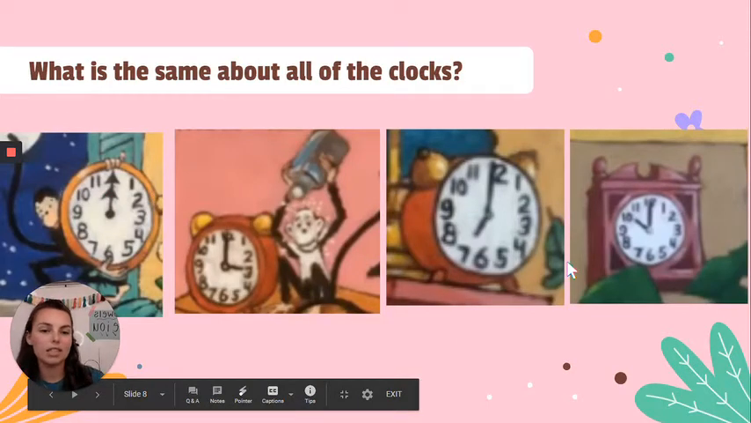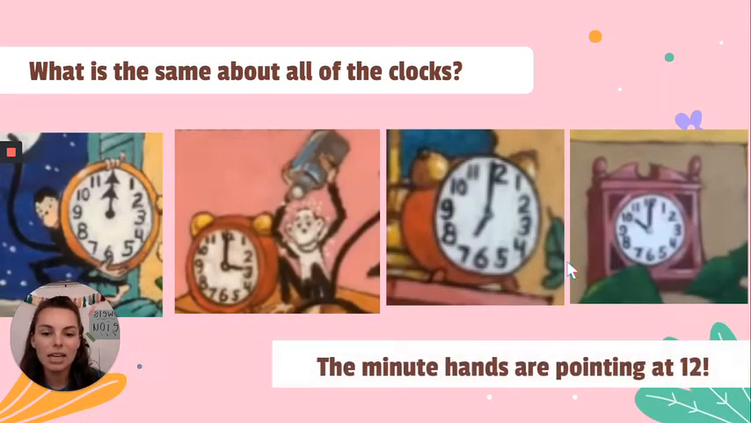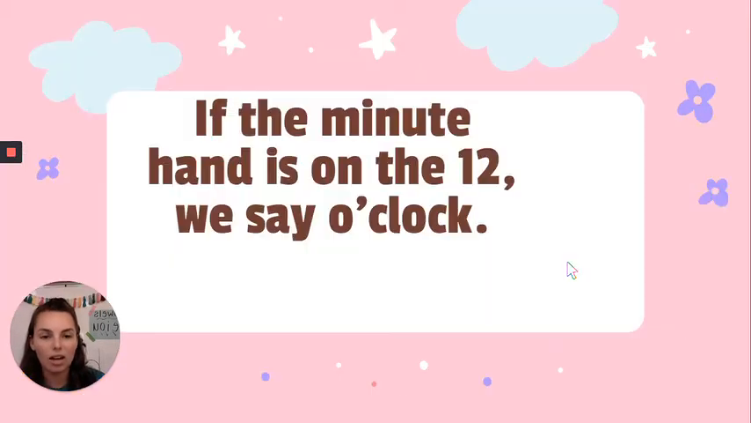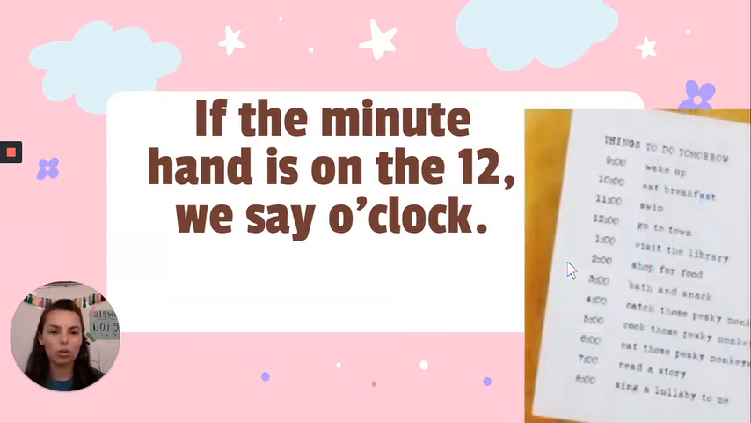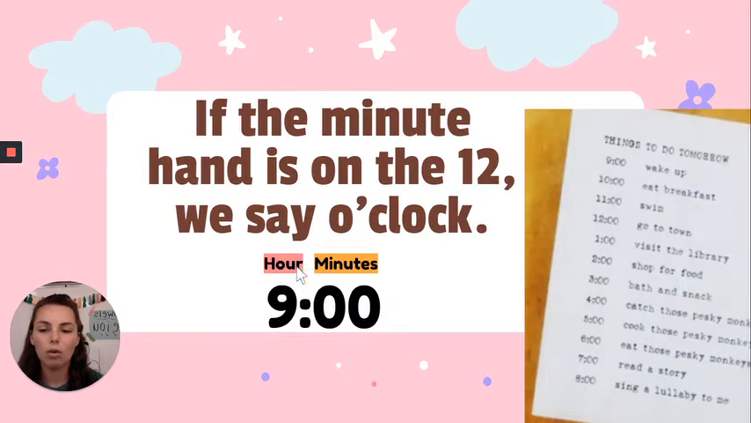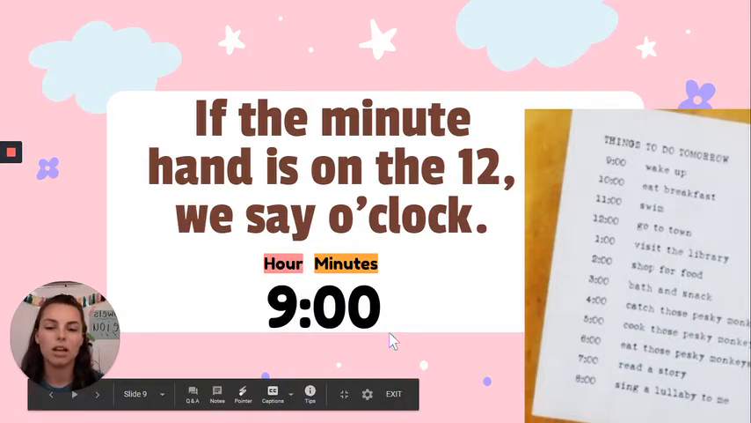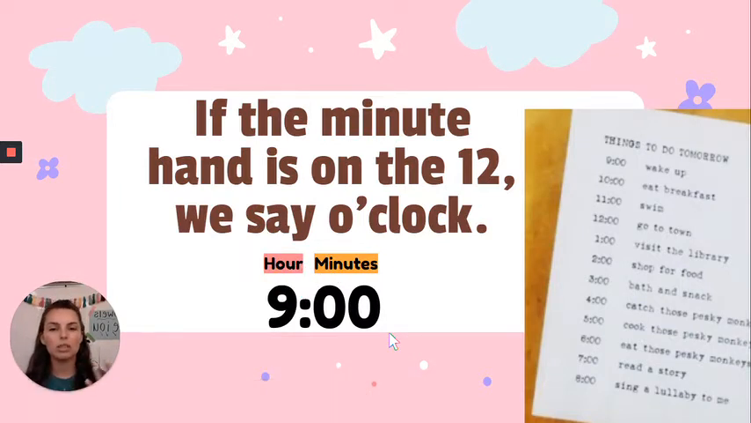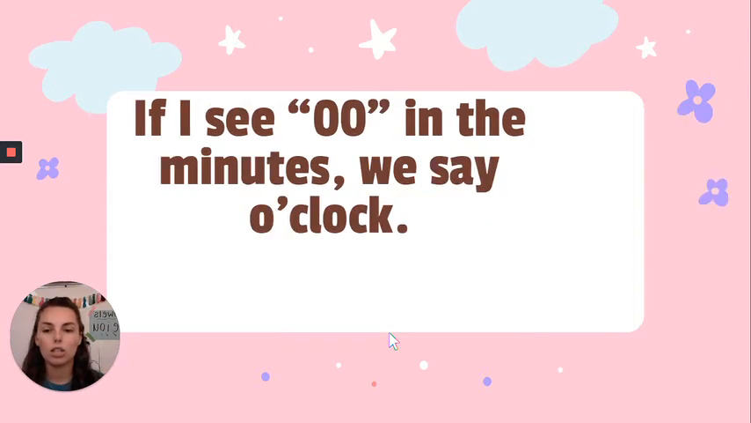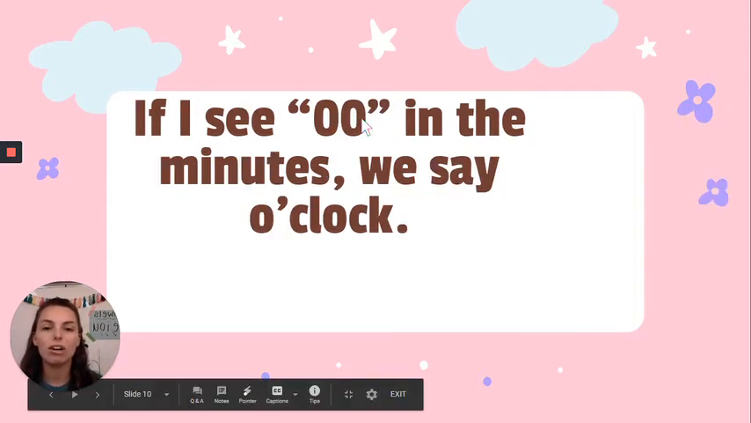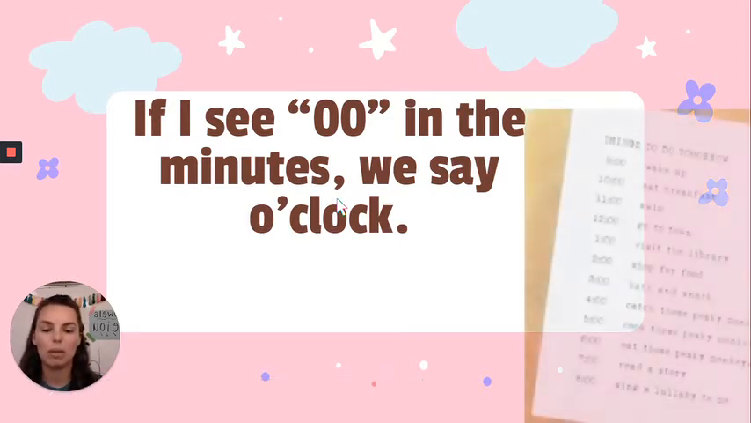And we said, what is the same about all of these clocks? The minute hands are pointing at 12. And when they're pointing at 12, we say o'clock. Because the hour, and this is how we'll write it, the hour is on the left, the minutes is on the right. So that's what we were saying for analog clocks. For digital clocks, it's the same, except we don't have to look at the analog with the hands. We can just say, if I see 00 in the minutes, we say o'clock. Those zeros should remind you.